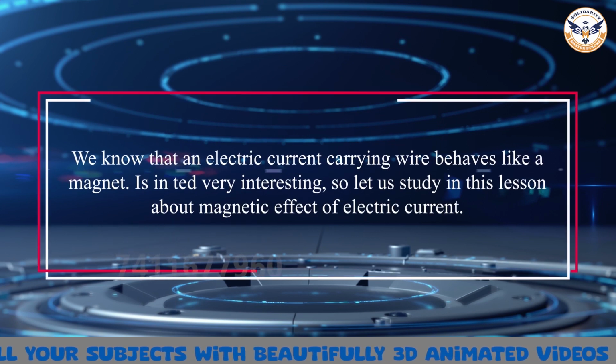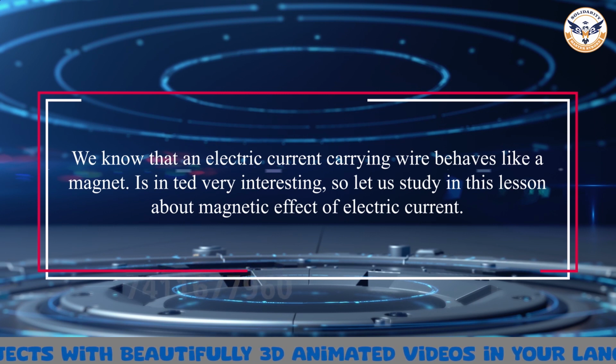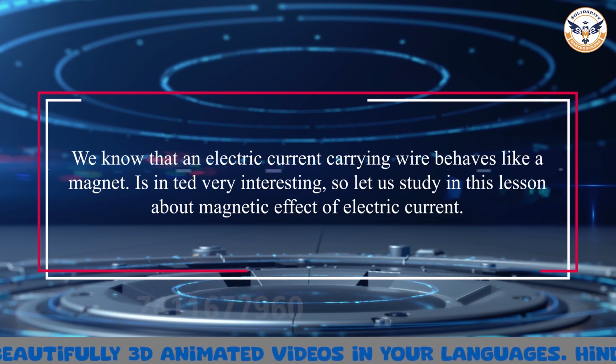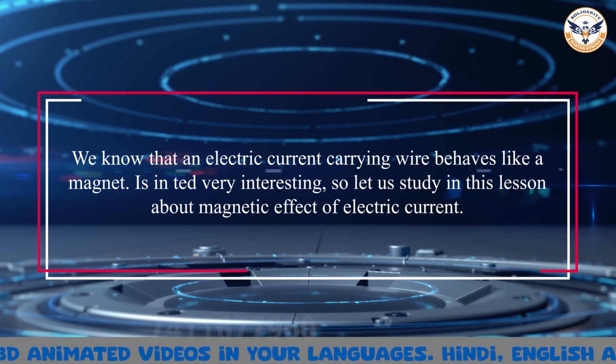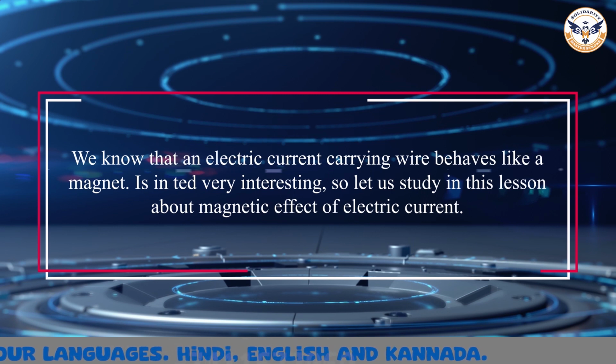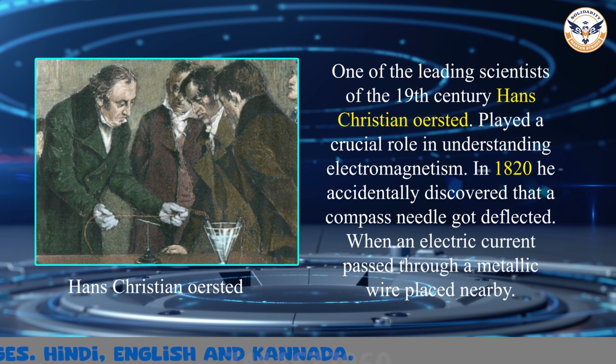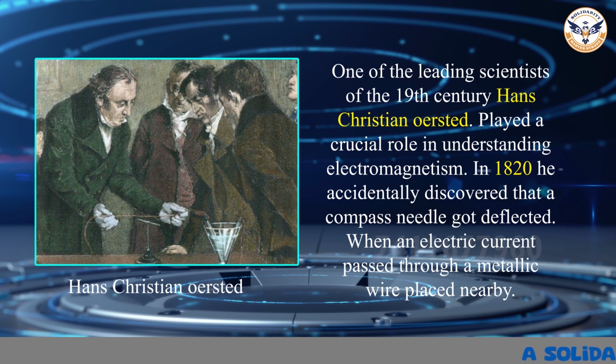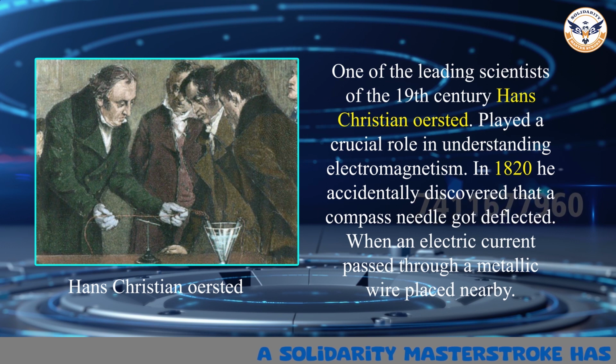We know that an electric current carrying wire behaves like a magnet. Isn't that very interesting? So let us study in this lesson the magnetic effect of electric current. One of the leading scientists of the 19th century, Hans Christian Ørsted, played a crucial role in understanding electromagnetism. In 1820 he accidentally discovered that a compass needle got deflected when an electric current passed through a metallic wire placed nearby.